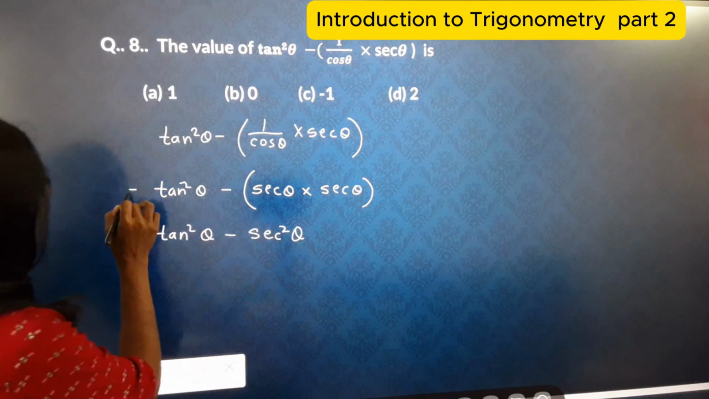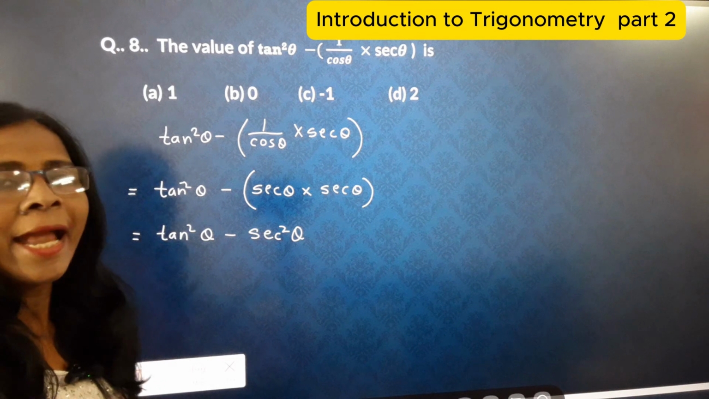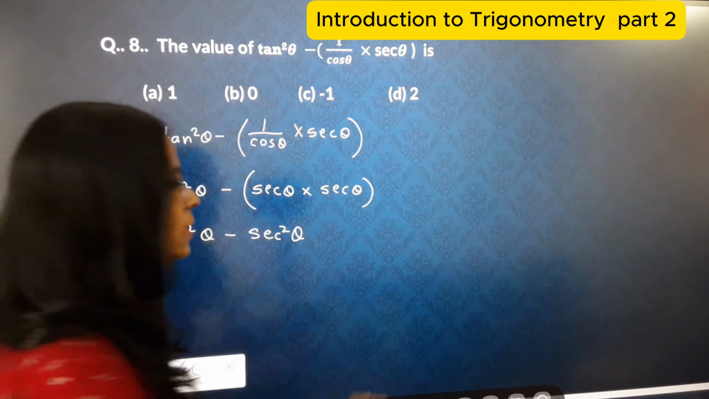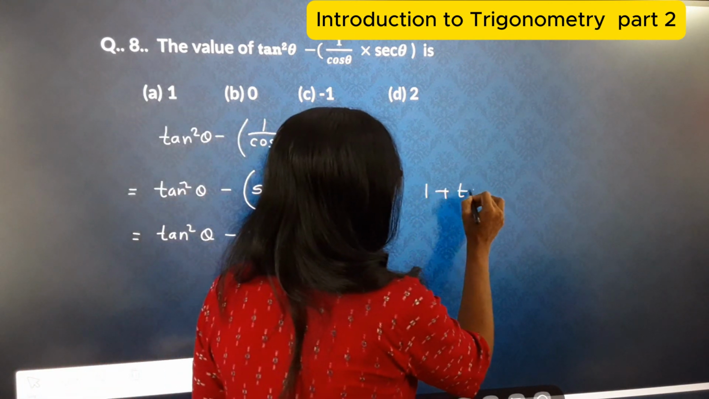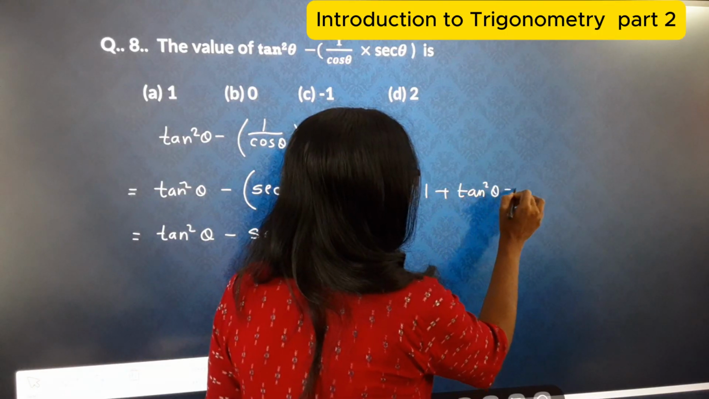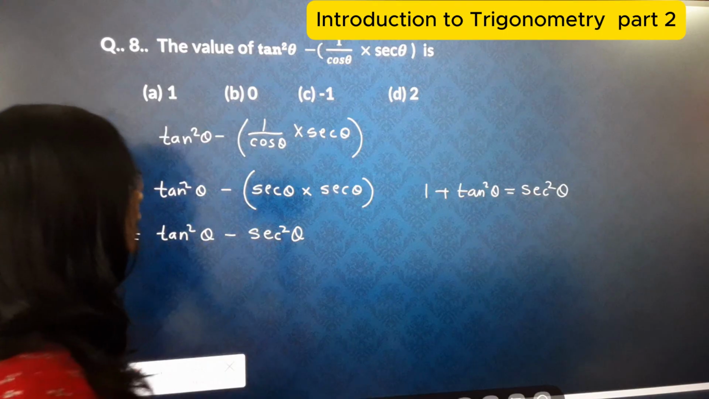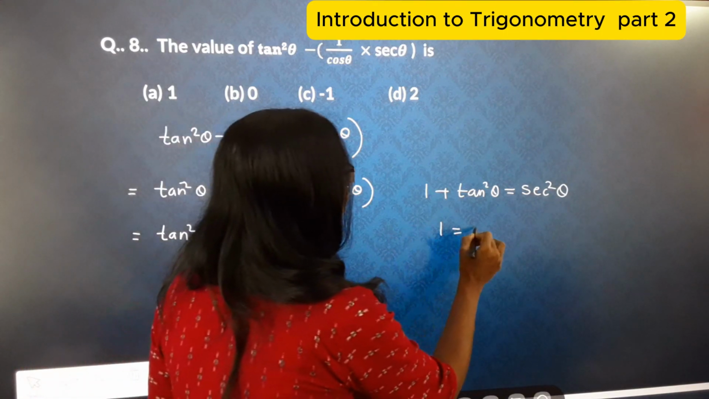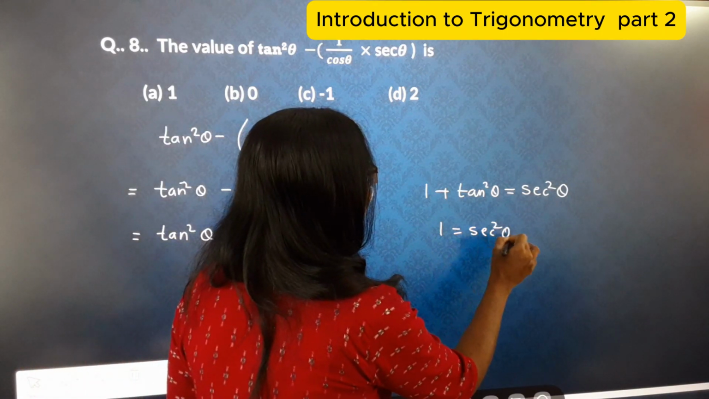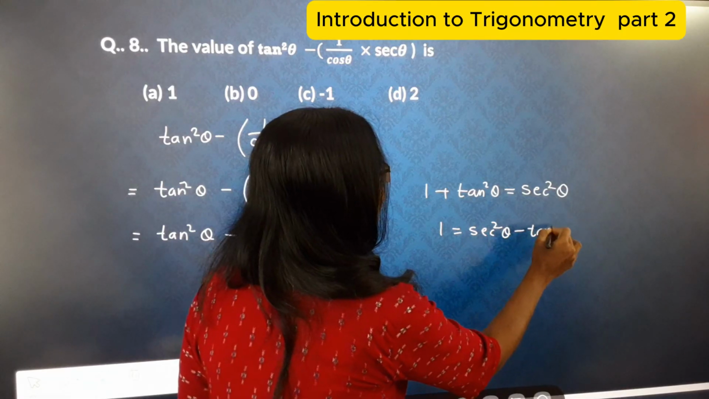Okay, so now here there is an identity, and that identity is 1 plus tan square theta is equal to sec square theta. So that's why the 1 is equal to sec square theta minus tan square theta.